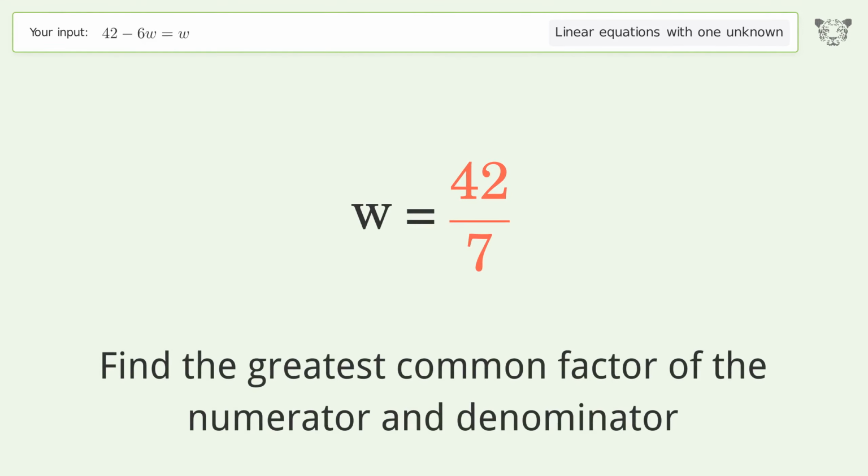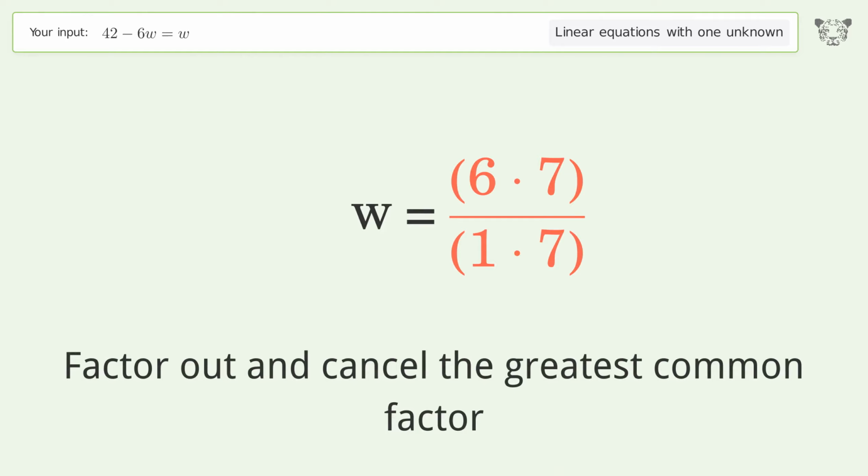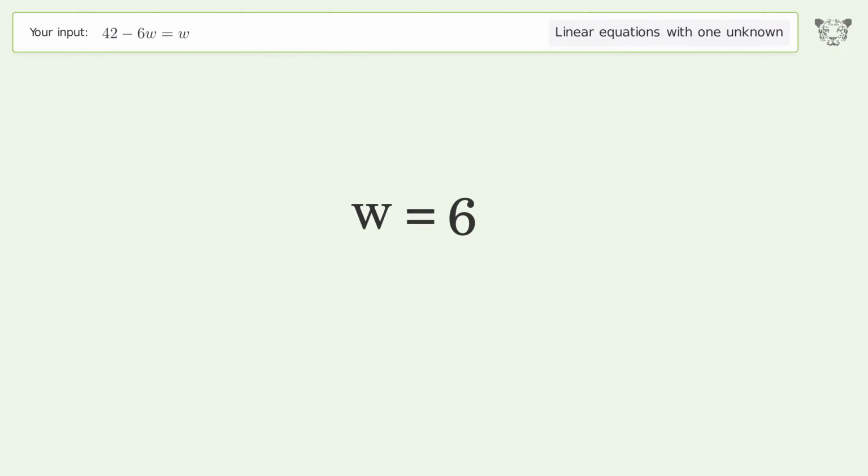Find the greatest common factor of the numerator and denominator. Factor out and cancel the greatest common factor. And so the final result is W equals 6.